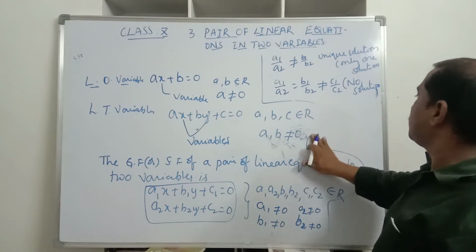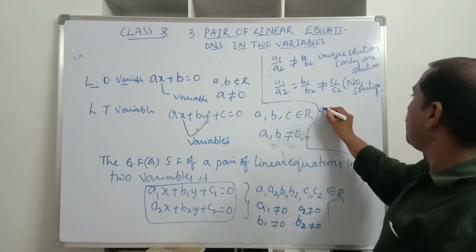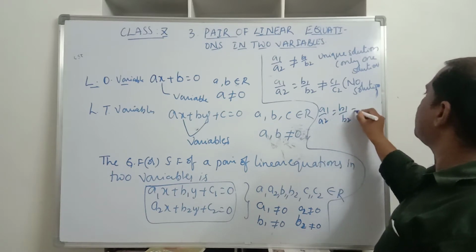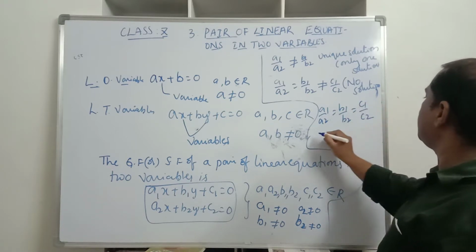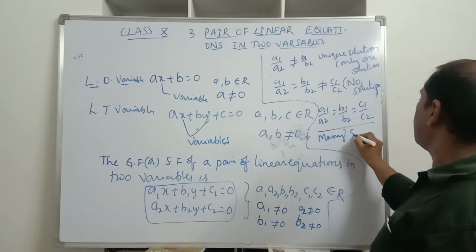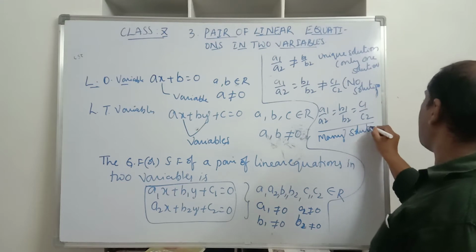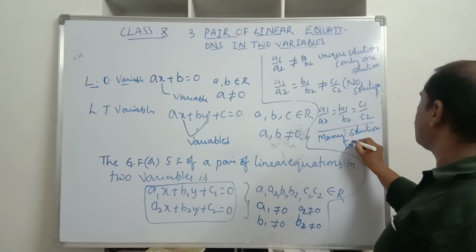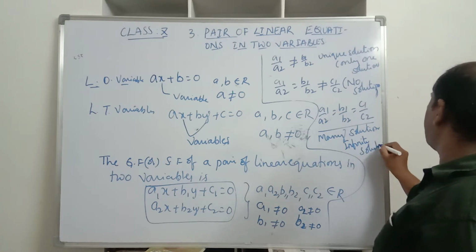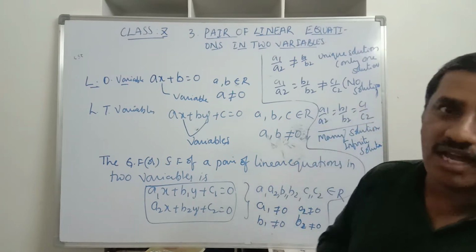The third condition: what is the third condition? It is a1 by a2 is equal to b1 by b2 and it is equal to c1 by c2. In this case, we have many solutions, that is, infinite solutions. For this case also, the algebraic methods are not applicable.